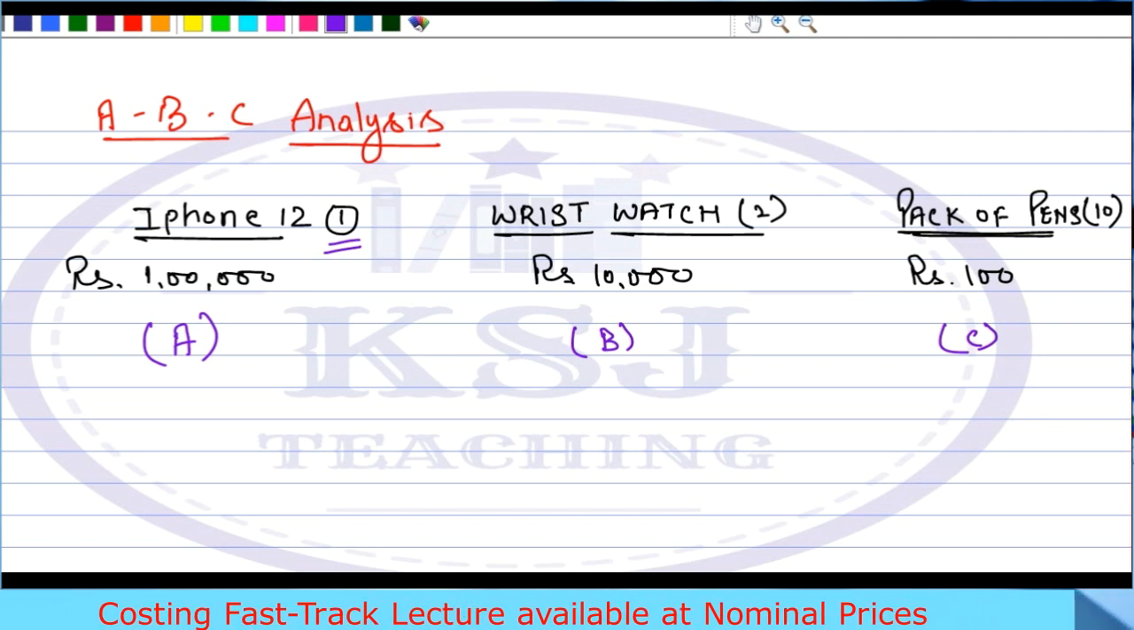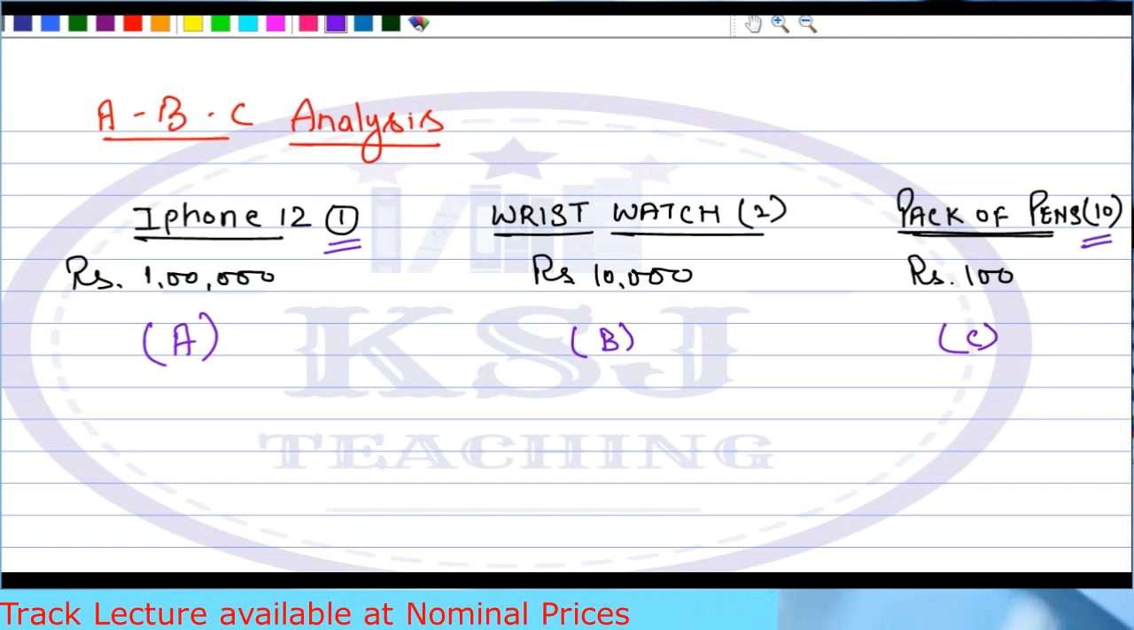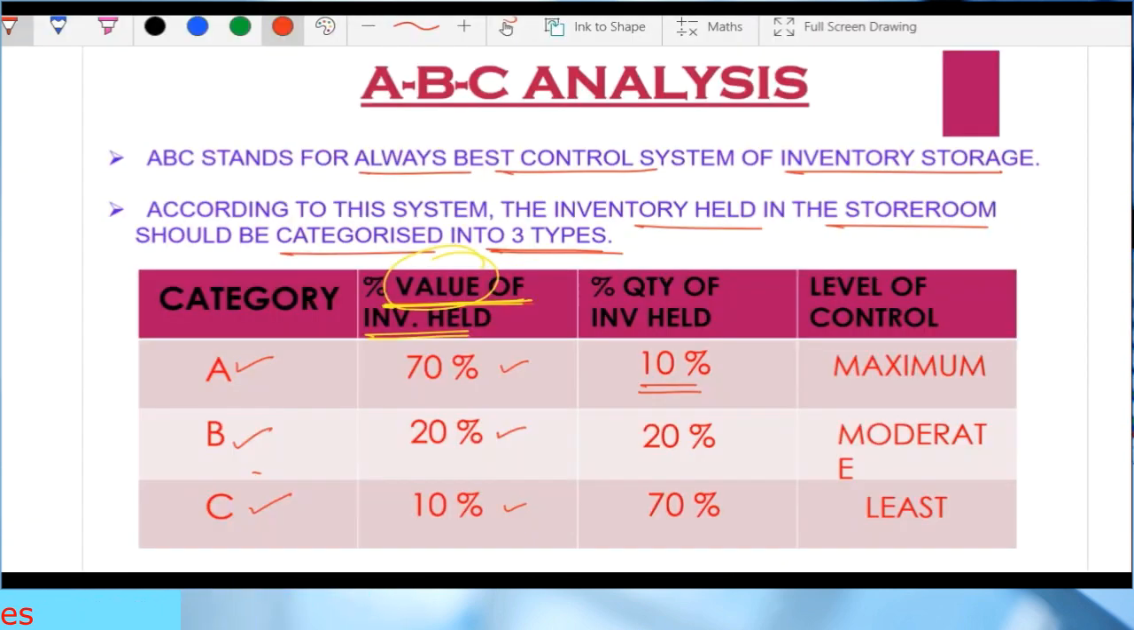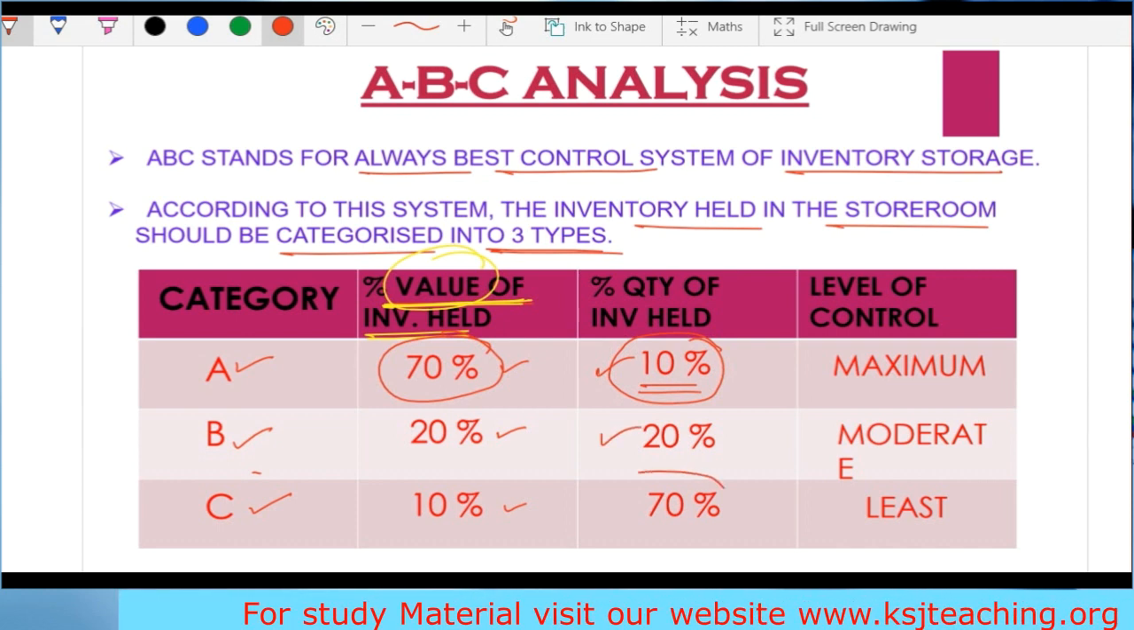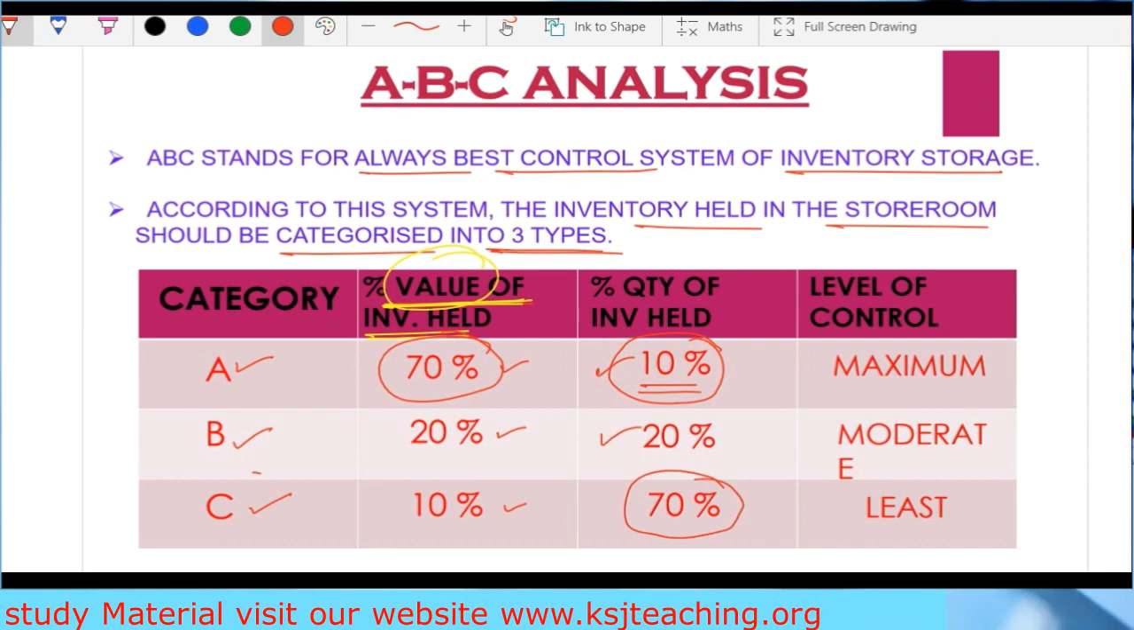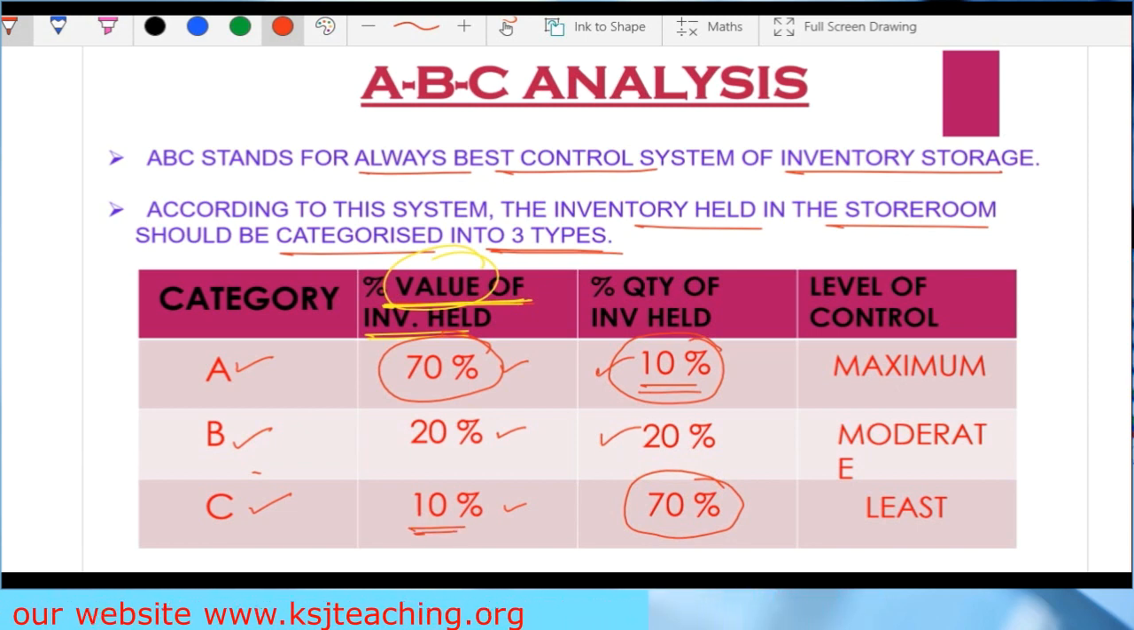Here the pack of pens quantity is 10. Can you keep 10 iPhones? No, sir. So the quantity of the costliest item will be less. Their value will be high, but their quantity will be less. Similarly, for B, it is going to be moderate. For C, the quantity is going to be much higher, but their value is quite small. That is 10% only. So level of control required: maximum on the costliest item, moderate here and least here.